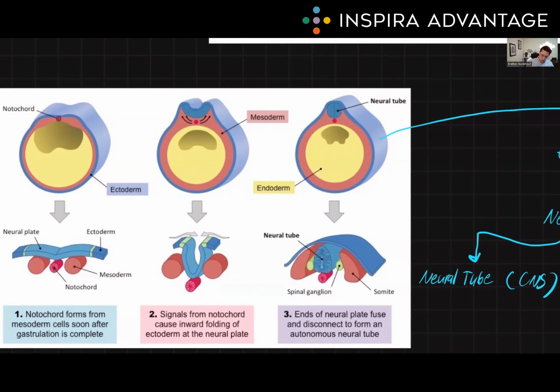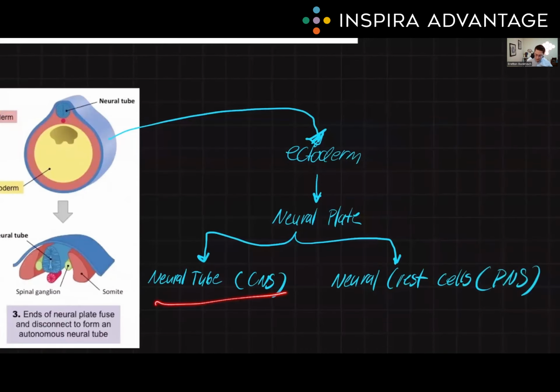During this process, the notochord, shown here as this red little dot, stimulates the overlying ectoderm to fold over. So you can see it's kind of pinching, making a little fold. This creates a neural tube, which is topped with neural crest cells. The neural tube becomes the central nervous system, and the neural crest cells become the peripheral nervous system.